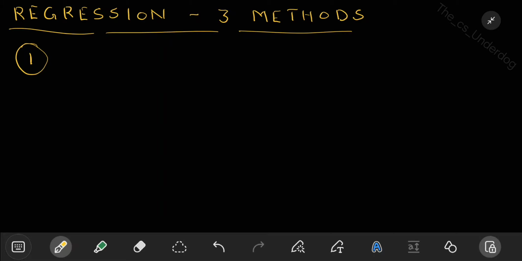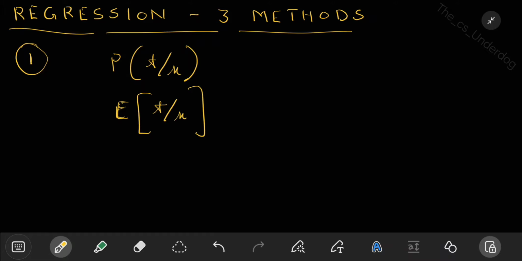And the second method is to first directly solve the inference problem by directly finding the conditional density, which is P of t given x. And once you directly find P of t given x, you can marginalize this to find the conditional mean, that is expectation of t given x. Once you find this expectation, this is your y of x. So this is the second approach, where you first find the conditional density, and from the conditional density you find the conditional mean, that is expectation of t given x.